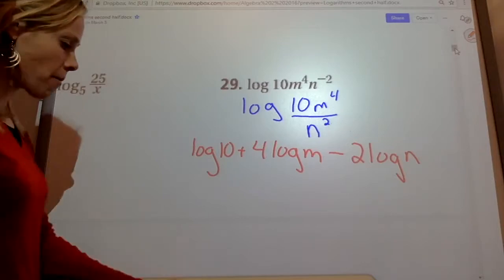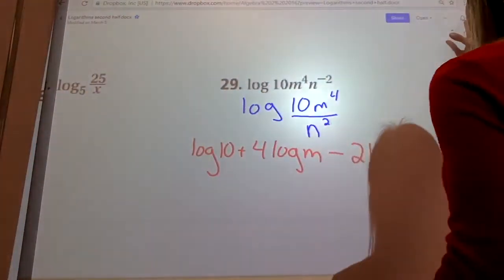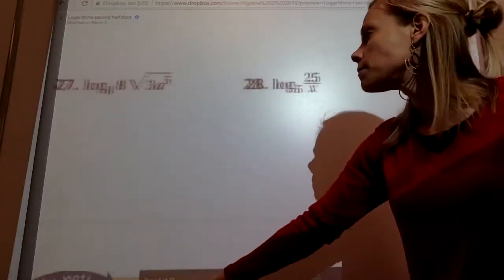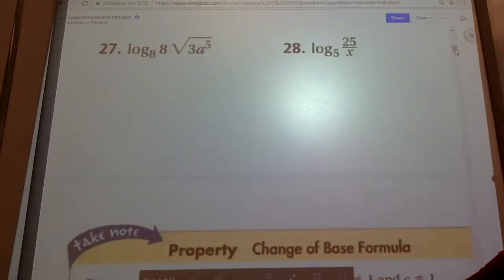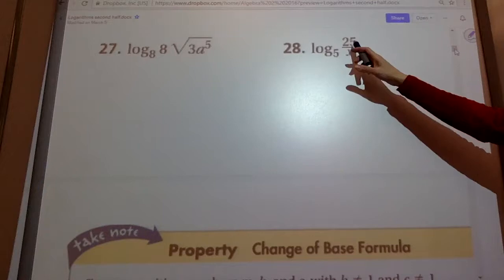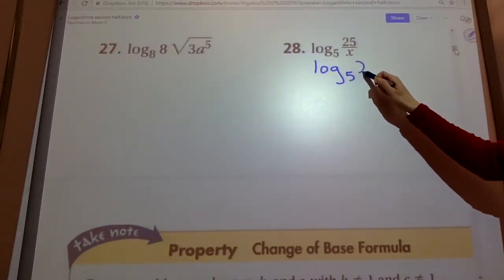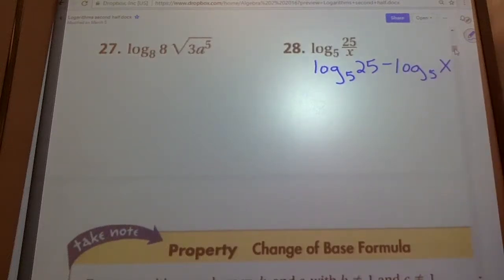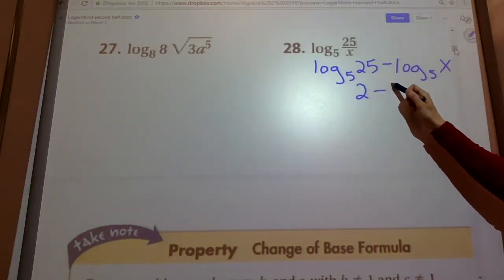Would it have been fine if we did the negative one first, or like we did the division first? Yeah. This one, how would I undo division? Subtraction. I can simplify one of those. Which one? 5 to what power is 25? 2. Okay.